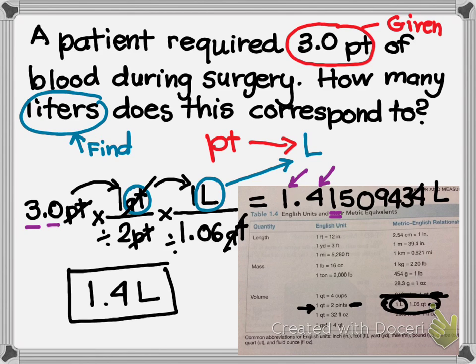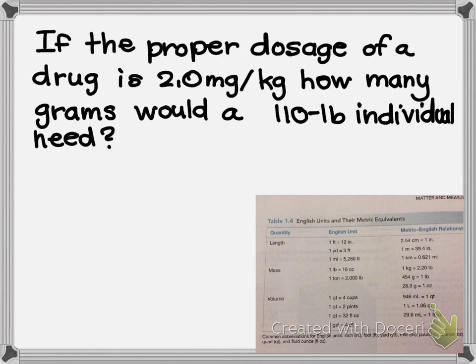And so this person who required 3 pints of blood during surgery, if we change that into liters, it would be 1.4 liters. So let's try one more conversion. And this one is what your textbook calls a clinical conversion, partly because the conversion factors that they've written into the problem are given. It's not something we may find on the chart. Some of it's given in the problem.